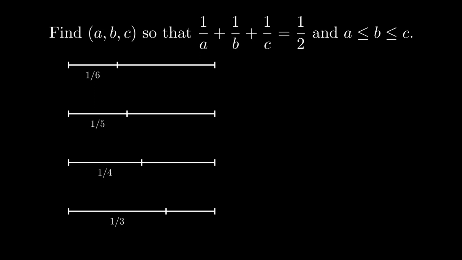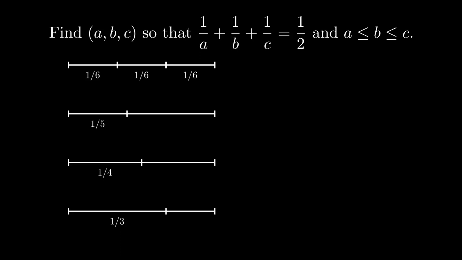Well, in that case, 1 over B plus 1 over C has to be equal to a third, because a half minus a sixth is a third. But B and C also both have to be bigger than or equal to 6 in this case. And if they're actually bigger than 6, I'm in trouble, because then 1 over A plus 1 over B plus 1 over C doesn't make it all the way to 1 half. So the only possibility here is that B and C are also 6.